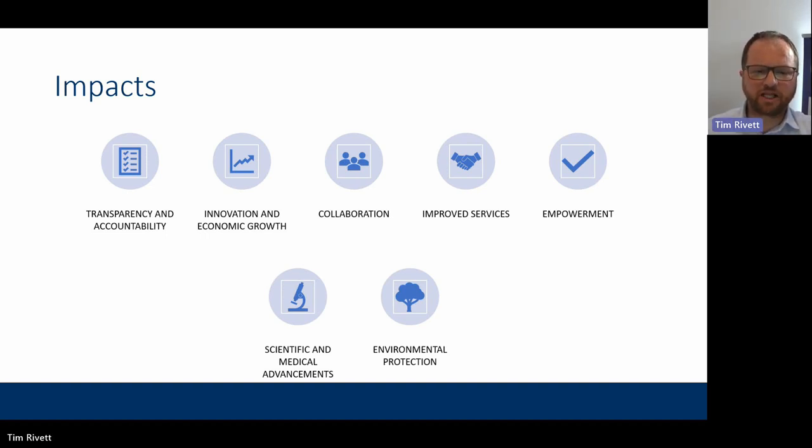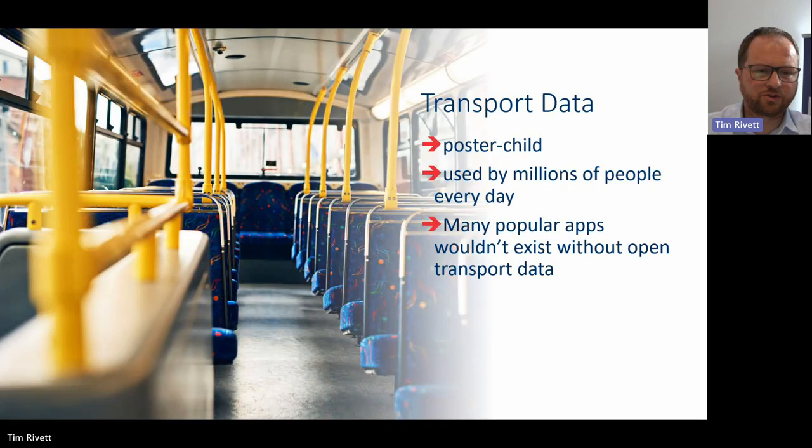So those are some of the impacts. We are, of course, particularly interested in transport data, which for many years really has been the poster child of the open data movement. It's relatively easy to make the data available, simple things like timetables, publish them in a standard way, and that's helped a good number of different organizations create themselves from scratch. City Mapper and MoveIt wouldn't exist without the availability of open data, for example.